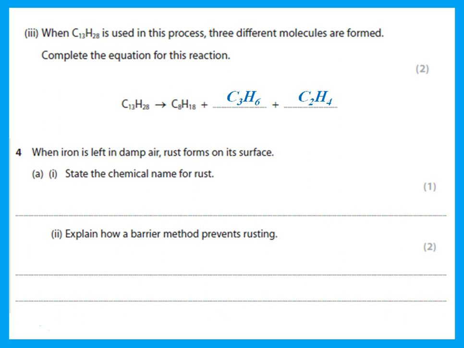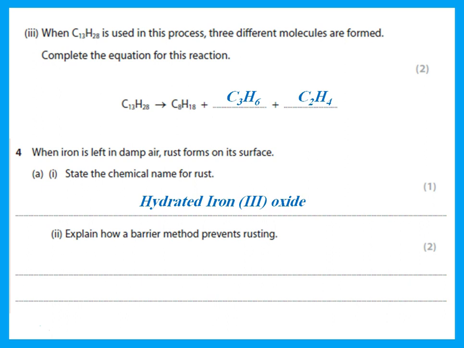When iron is left in damp air, rust forms. What is the chemical name for rust? What is rust? It is hydrated iron 3 oxide. It's very important to mention the 3. Iron 3 oxide. Now, explain how a barrier method prevents rusting. Remember that. Some of the methods of preventing rusting are based on being a barrier method. That means you cover the iron with something.